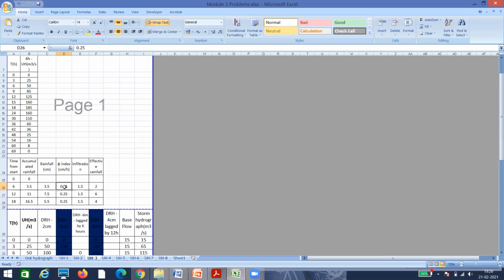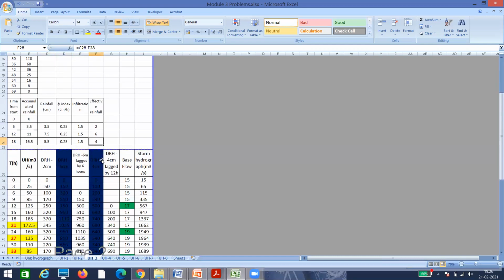So I'll be multiplying 0.25 into 6, I'll be getting 1.5. Since the rainfall for each is occurring for 6 hours, I'm multiplying into 6. And finally, the effective rainfall will be your rainfall minus your infiltration. So here it will be 3.5 minus 1.5, 2. 7.5 minus 1.5, 6. 5.5 minus 1.5, 4.